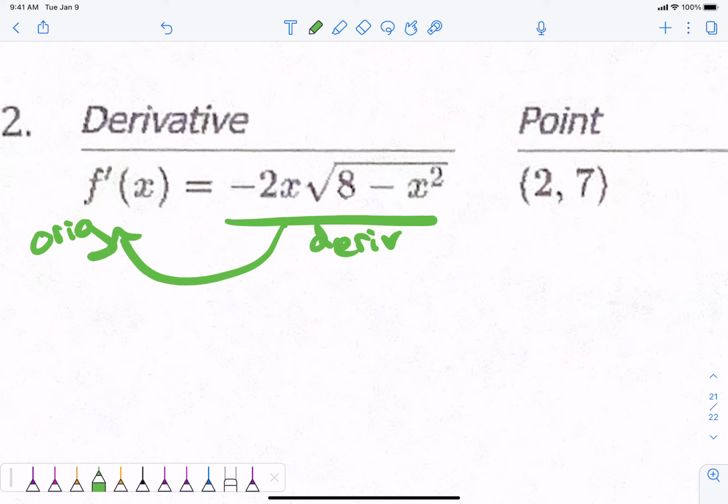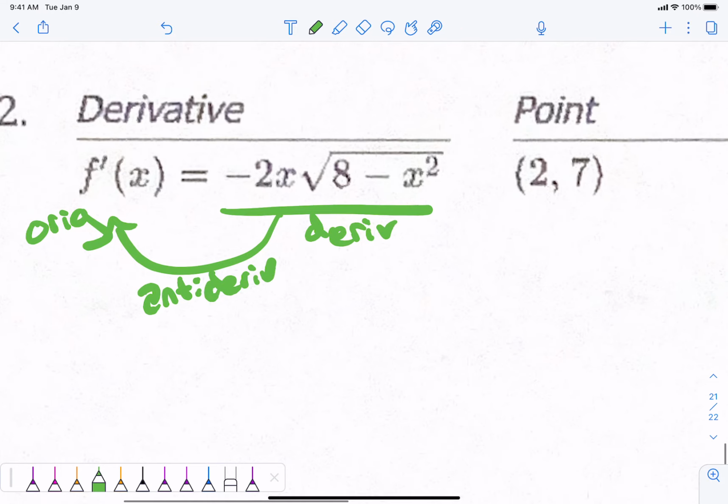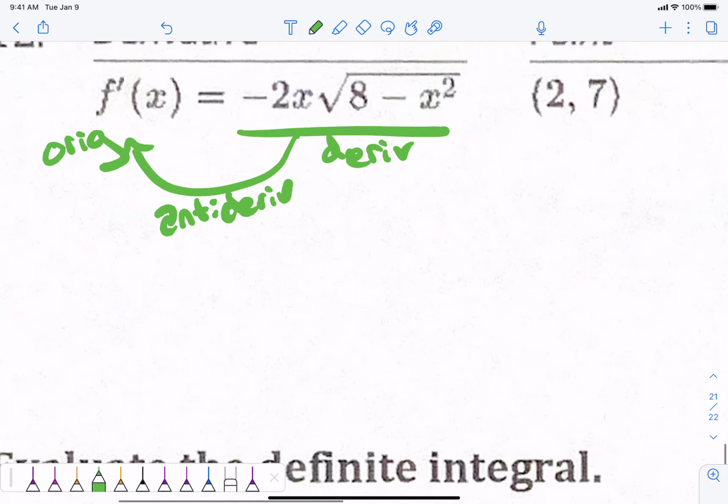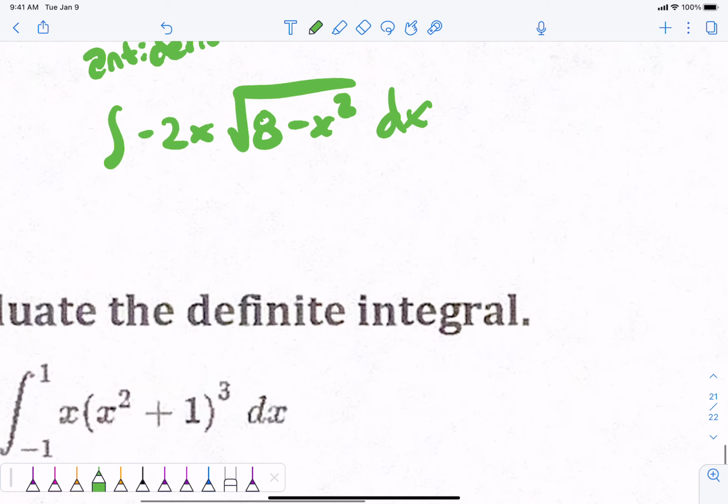What's the process of undoing a derivative? You take the antiderivative. So antiderivative means that I'm doing one of these. I'm taking the antiderivative of that function there. So I have to use substitution.